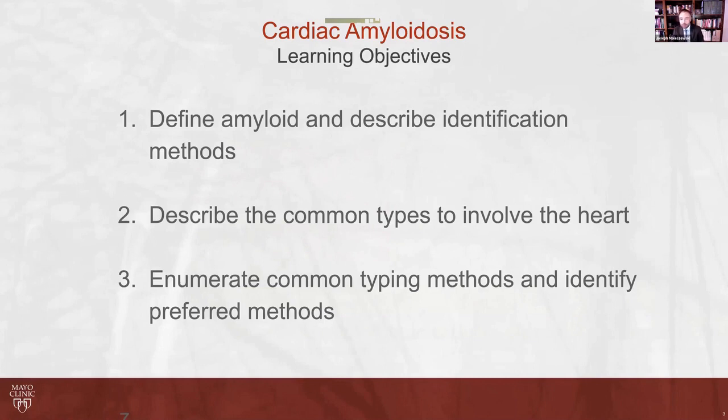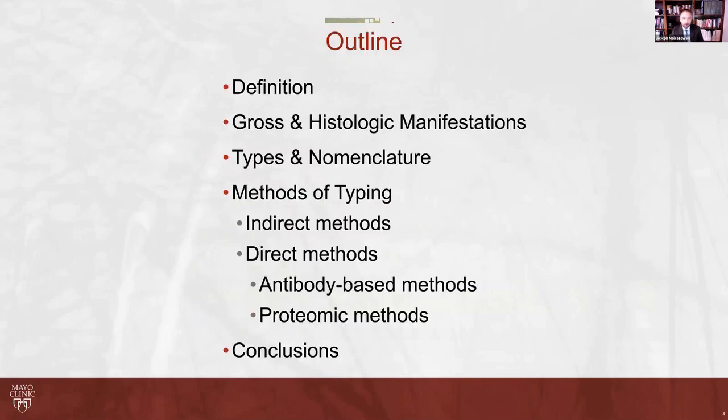and also to describe the various types of amyloid that are known to afflict the heart. In doing so, we'll also enumerate common typing methods and identify the preferred typing methods for figuring out what type of amyloid you're dealing with in the heart.